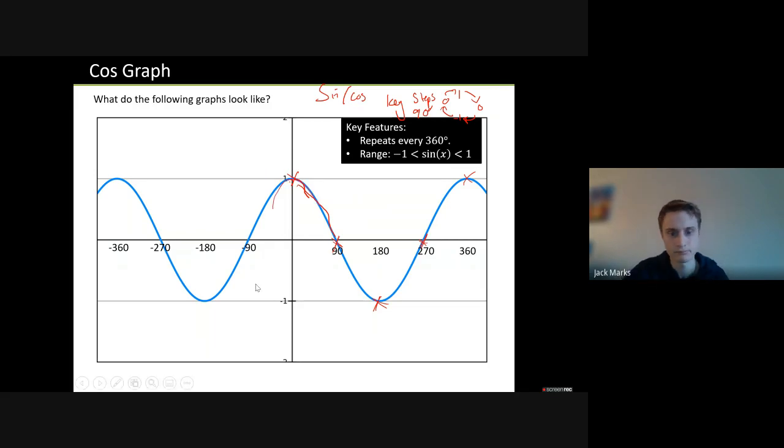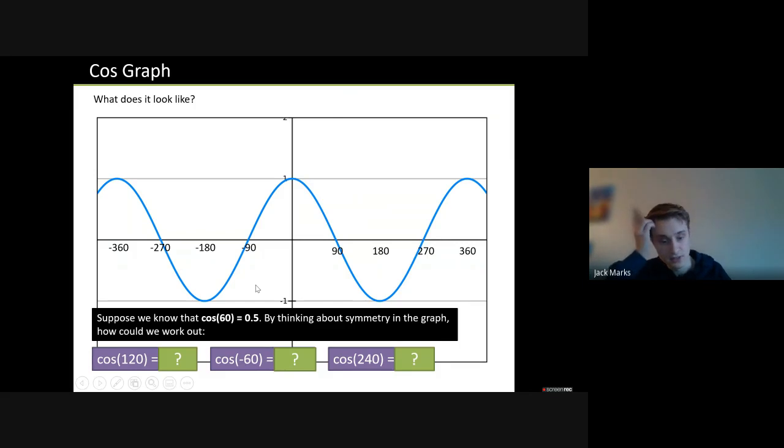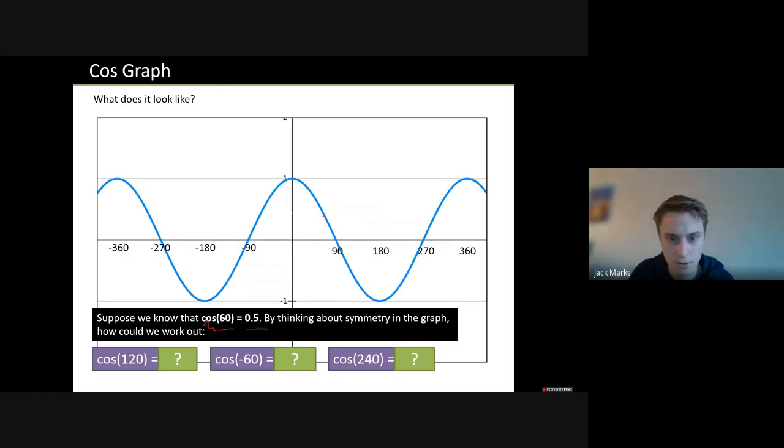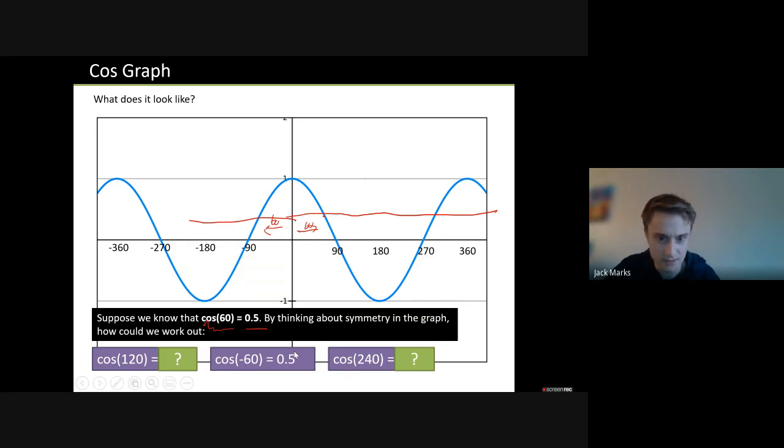So let's do the same thing again. Cos 60 is a half, and we might know that from exact values. So cos 60, where's that? That's about, well, we could draw a line on. It's about a half. Okay. You might spot straight away, because it's symmetrical, if you go 60 there, it's the same as going 60 there. So cos of minus 60 will be a half. That might be the most obvious one to pick out first.